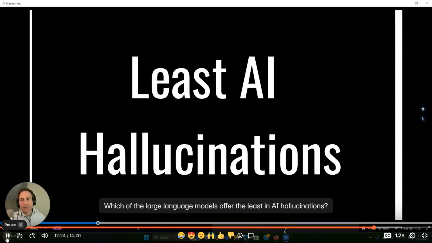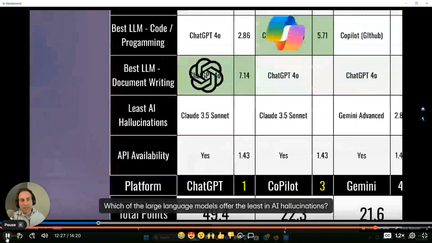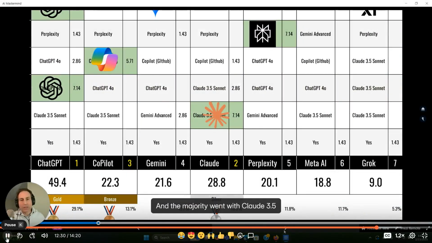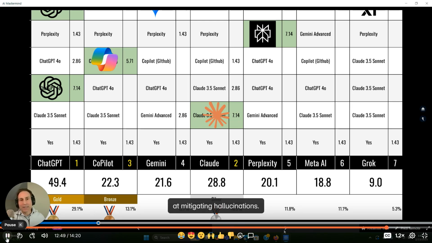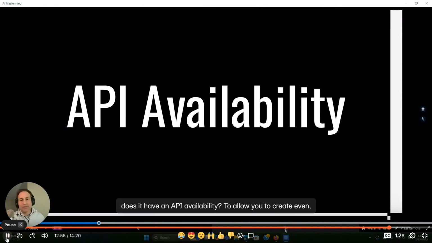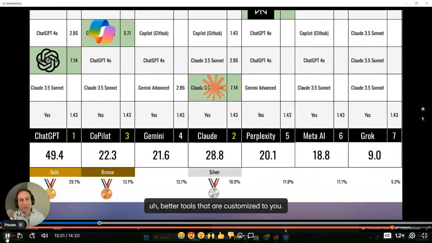Which of the large language models offer the least in AI hallucinations? And the majority went with Claude 3.5 Sonnet. Now remember that AI hallucinations are interwoven into the DNA of generative programming. So you're always going to see AI hallucinations, but Claude 3.5 is doing the best job, according to the large language models, at mitigating hallucinations. But always check the work. And lastly, does it have API availability to allow you to create even better tools that are customized to you? They all do, so that's somewhat of a commodity.